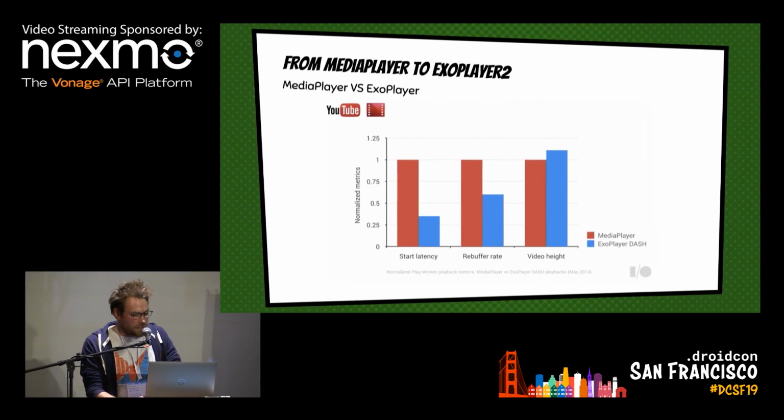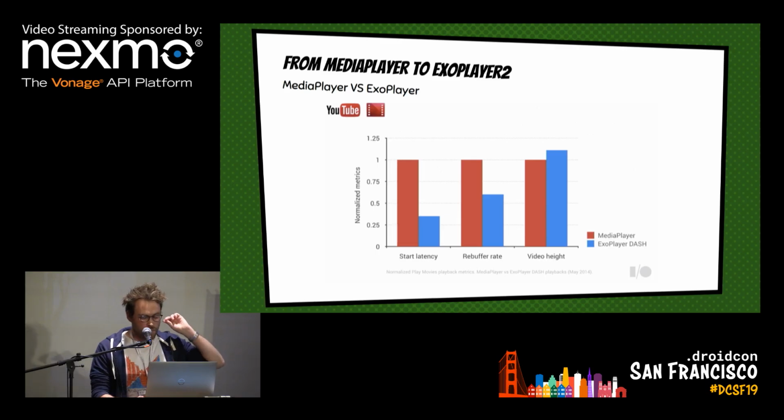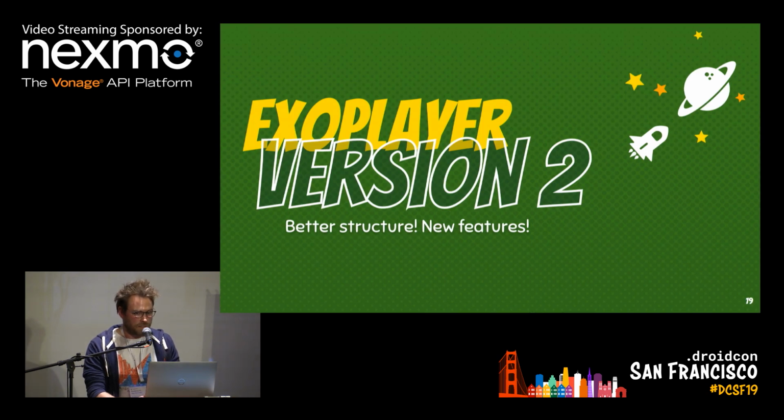Even at the beginning, ExoPlayer 1 had a lot of improvement with respect to media player. So it had a better start latency, a better rebuffer rate, and of course a better video height. This was a metric from 2014, back when ExoPlayer 1 was introduced. Then in 2016, ExoPlayer 2 was introduced with a lot of new features and new extensions.